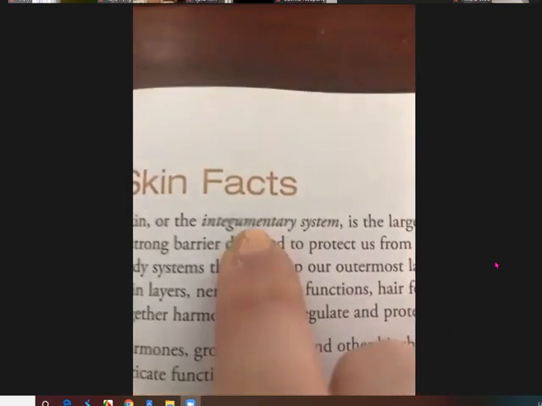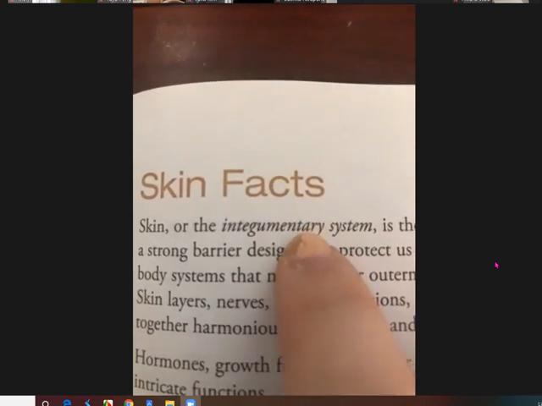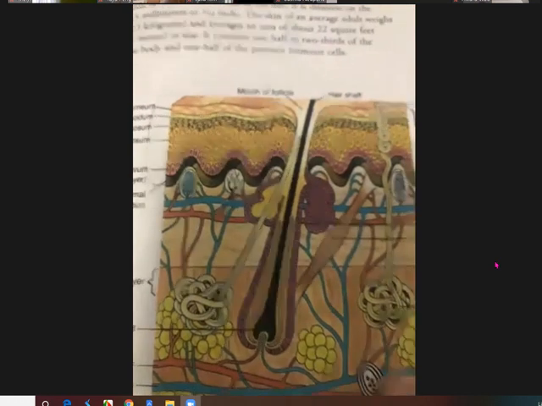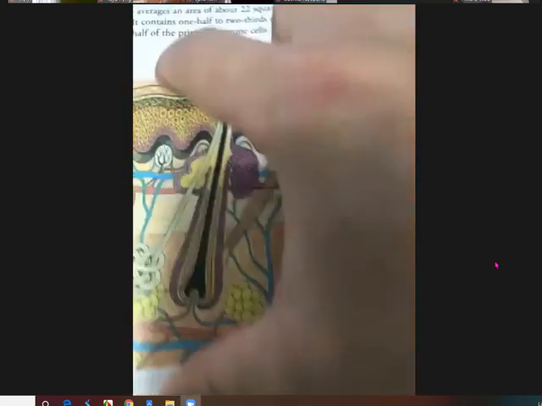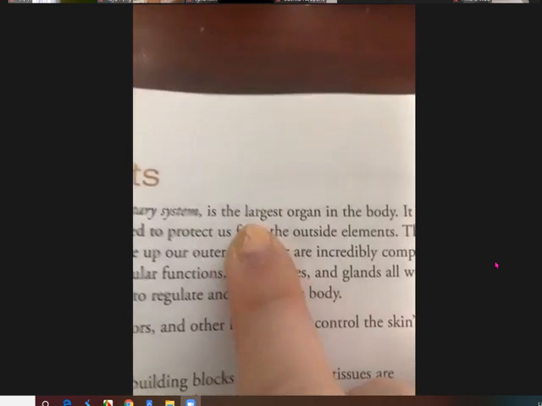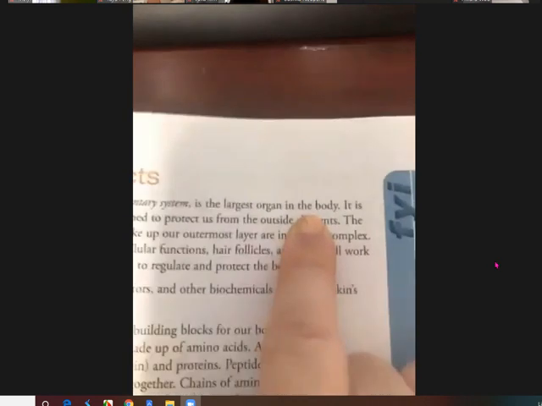So our skin is also called the integumentary system. Now remember this word because there might be a question coming out asking you about the integumentary system. So the integumentary system is actually our skin. Because our skin has many layers and has many things in there. Even though our skin looks thin, this is how much information we have in our skin. So that's why it's called the integumentary system. It's one of the largest organs in our body.